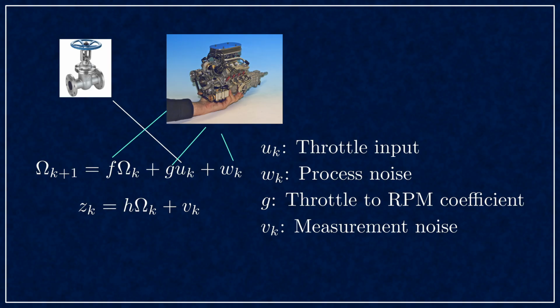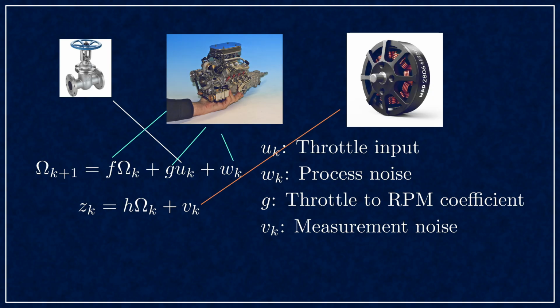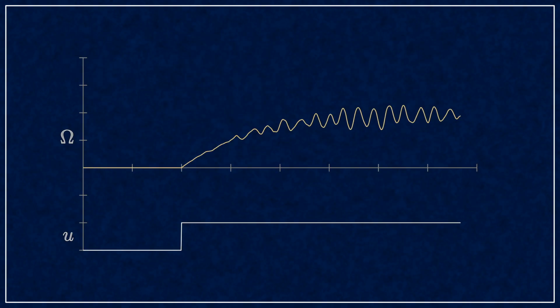There is added randomness to the system in the form of wk. This is the effect of slightly inconsistent air intake or ignition timing. We'll be using the voltage measurement on the generator side, Z equals h times the RPM plus added noise V. Here's a simulated startup sequence of this engine.